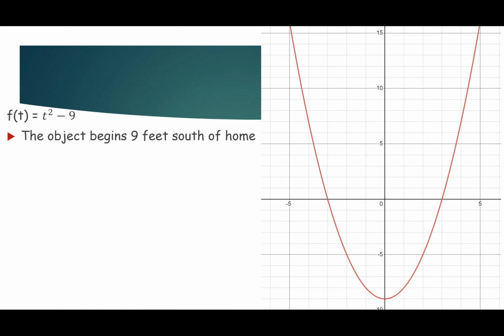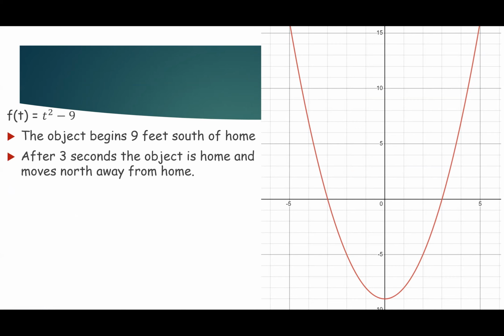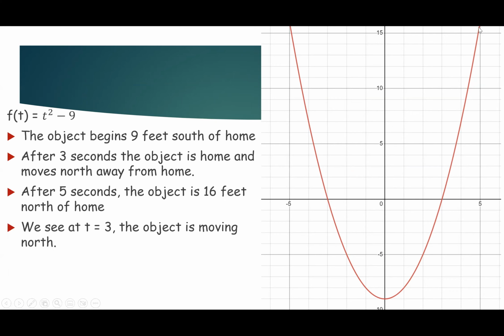So the ant begins 9 feet south of its home. That's why it's negative. After 3 seconds, the object is home and is moving north away from home. After 5 seconds, the object is 16 feet north of home. That's right here. And so we see that at t equals 3, the object is home, but there's still velocity because it's moving north. We can find the average velocity at t equals 3 if we use the point at t equals 2 and the point at t equals 4 and use the slope function.